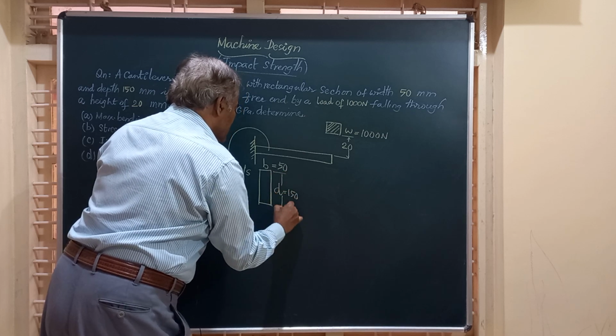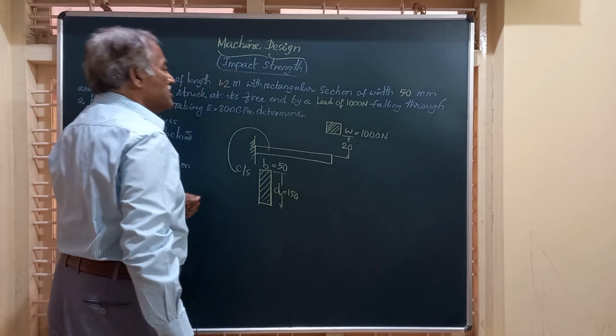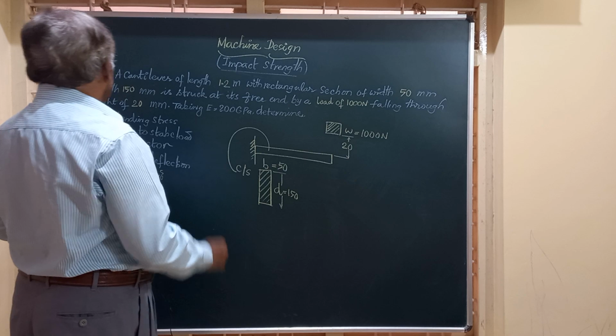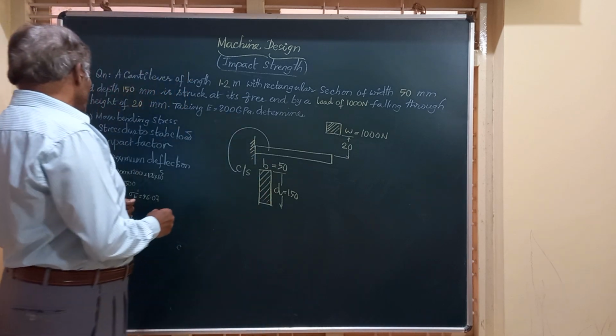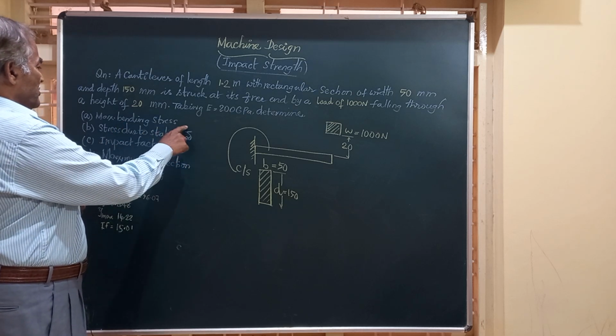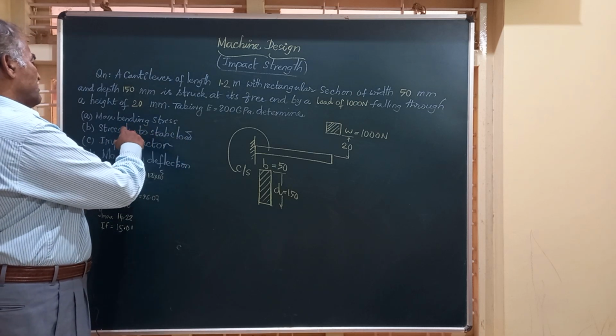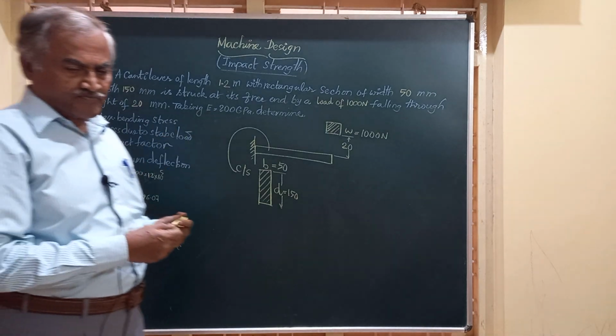B and D. The cross section of the beam is also given, and taking E is equal to 200 GPa. They are asking us to find out the stress due to static load, the maximum bending stress, the impact factor, and so on.